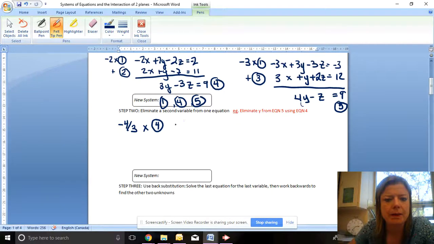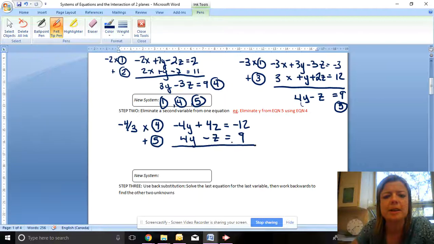So I get minus 4y plus 4z equals negative 12. Then I'm going to add that to equation 5, which is 4y minus z equals 9. So again, the reason why I chose negative 4/3 is because that gave me a coefficient on y of negative 4, so that when I add these two, the y's eliminate. So then I get 3z equals negative 3. So this is equation 6.